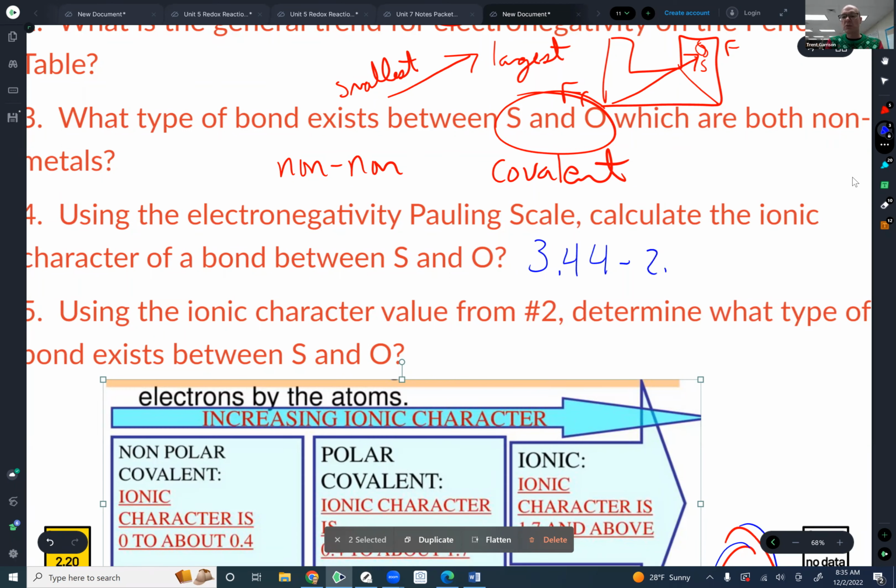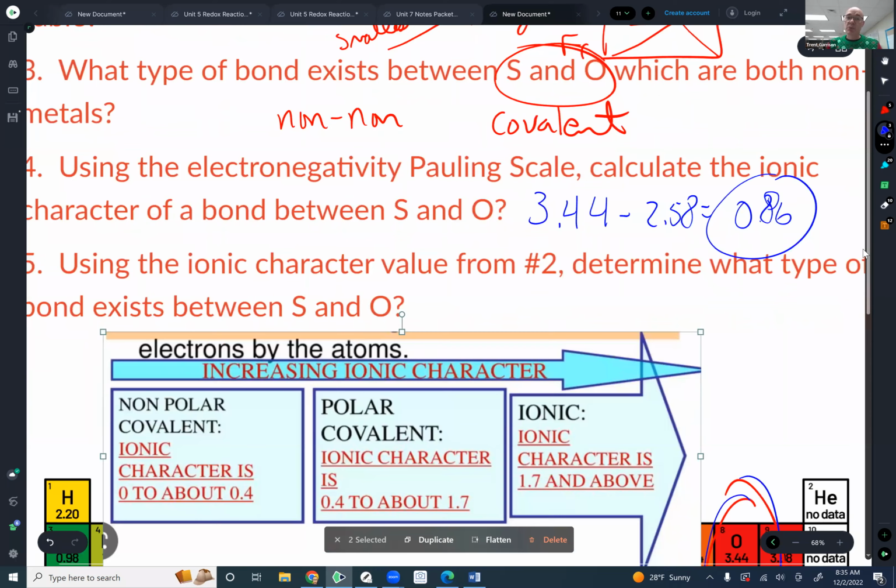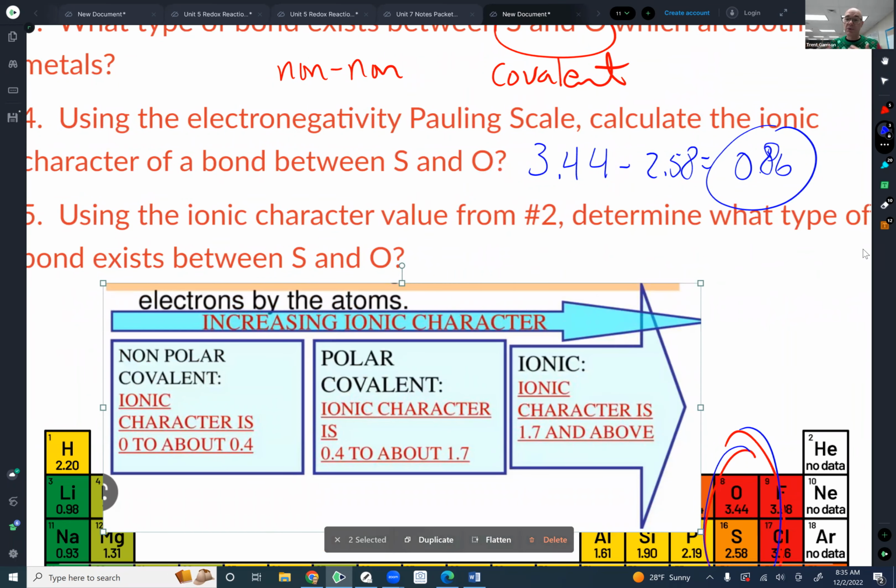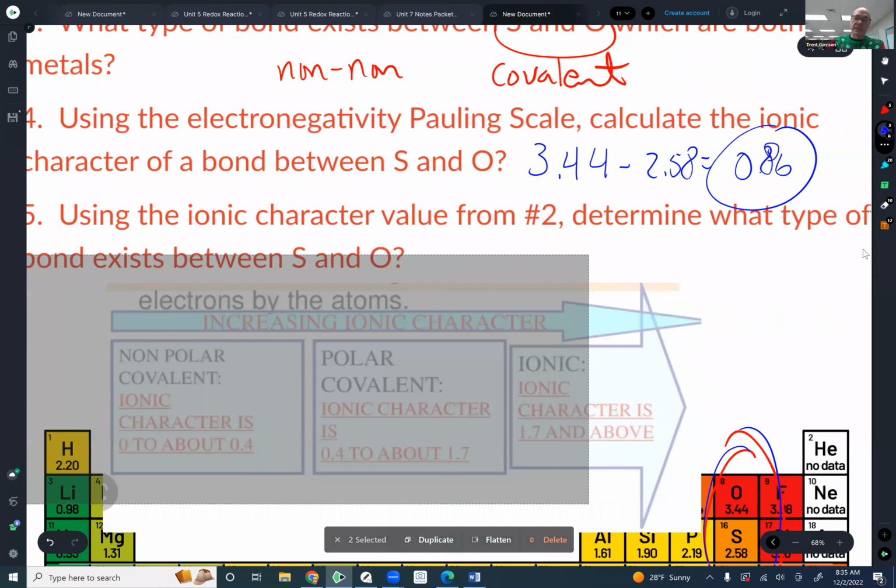3.44 minus 2.58, and that equals 0.86 as the difference. Now, what does that mean to you? The larger the difference, the further apart they are on the periodic table, the more likely they are to be ionic. The smaller they are, the more likely they are to be covalent. Well, as you can see from our already essentially prediction based on the fact that they are both nonmetals, we have mostly a covalent, but it's not purely covalent.